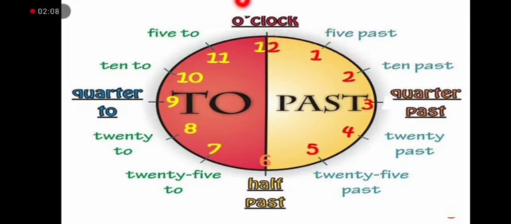So you can see the 4 important points of the clock. At 12, when the minute hand is at the 12, we say o'clock. On 3, quarter past. On 6, half past. And on 9, it is quarter to.